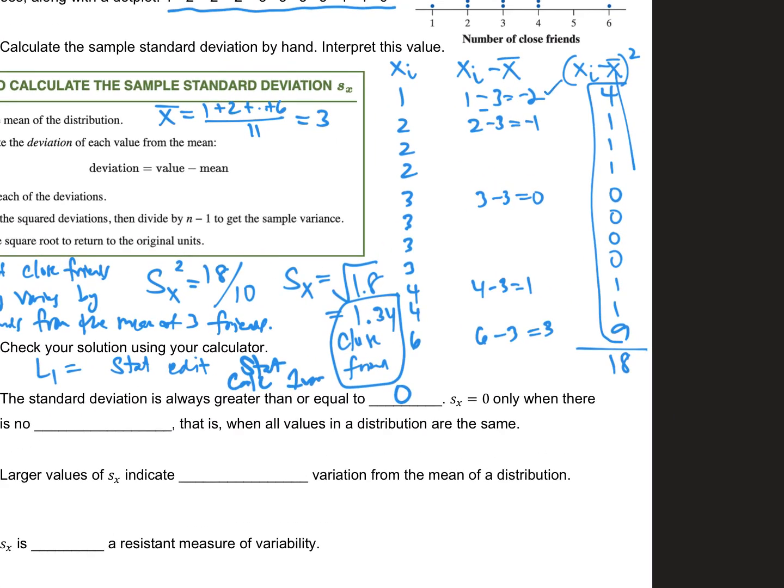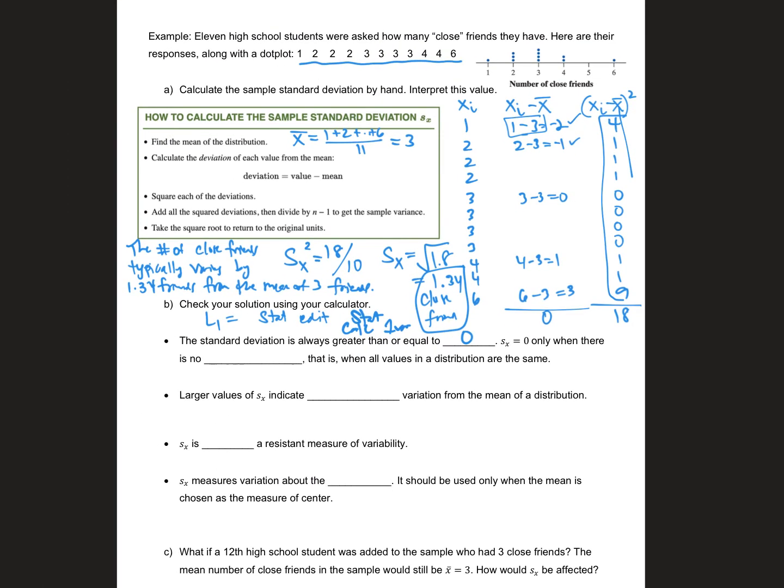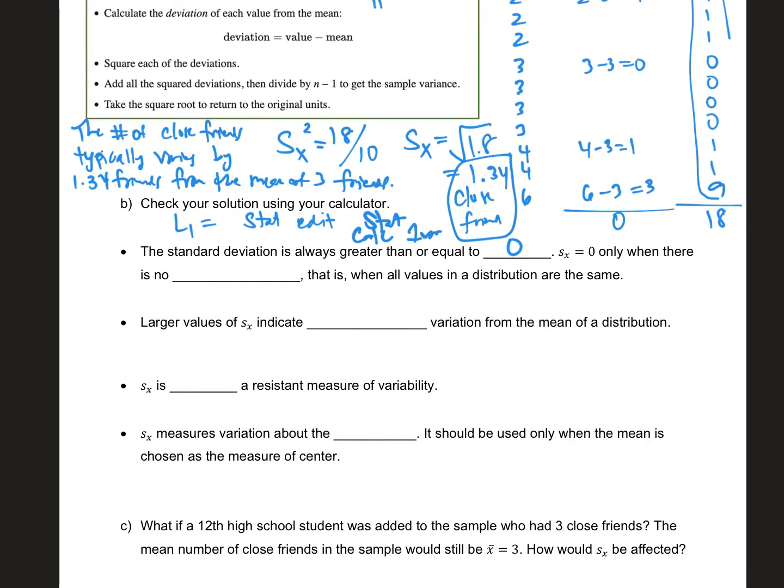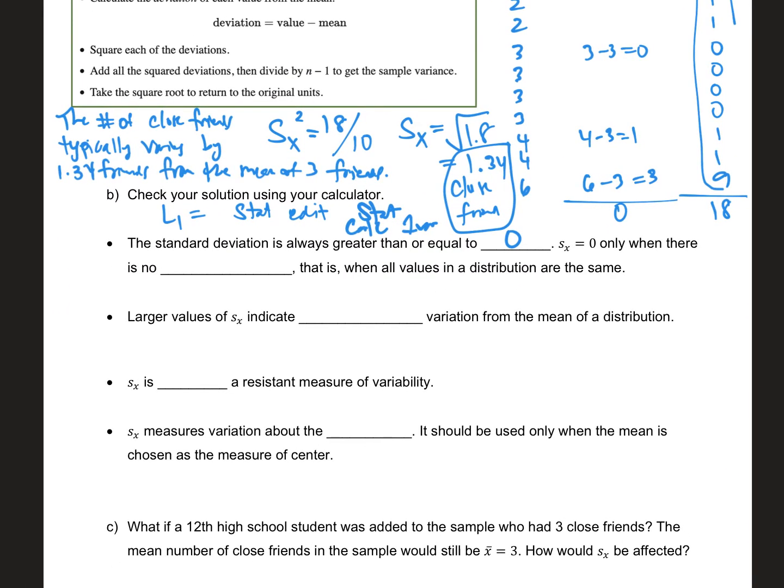Also, the reason why we square it is because when we're talking about the distance, if we were just to add all these up, we would just get 0 because all the distances would be the same from the mean, and you want to have positive distances to add, but then you have to take the square root at the end. All right, Sx is equal to 0 only when there is no variability.